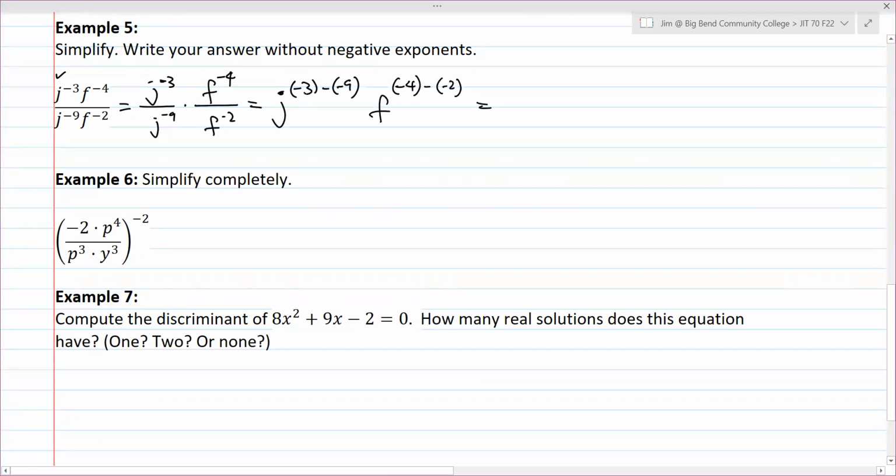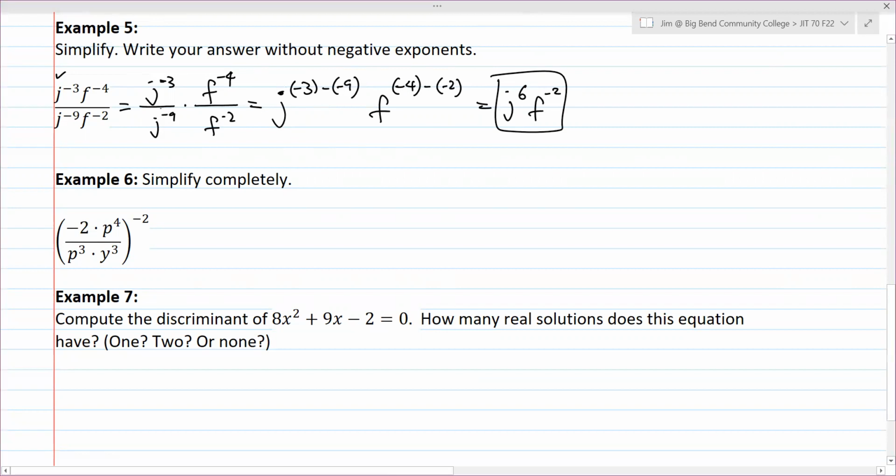Quotient rule. And then what is the answer? Negative 3 minus negative 9. Think about it. What would that be? Positive 6. Negative 4 minus negative 2 equals negative 2. That's the simplified term at the end.